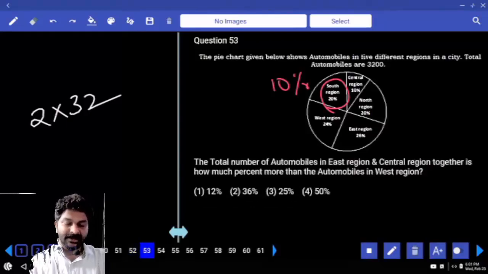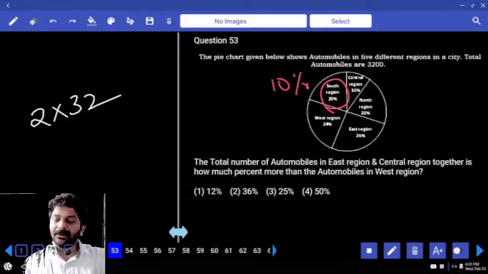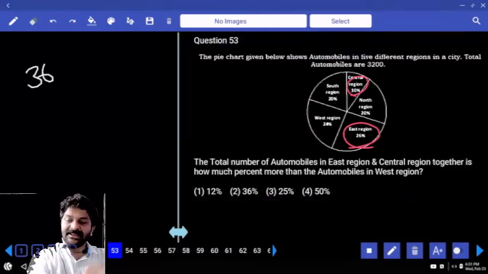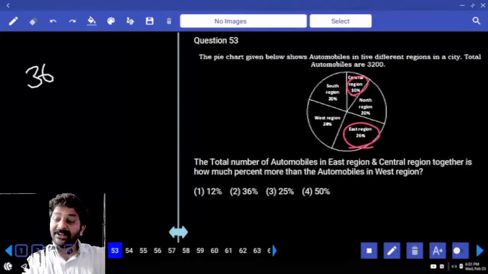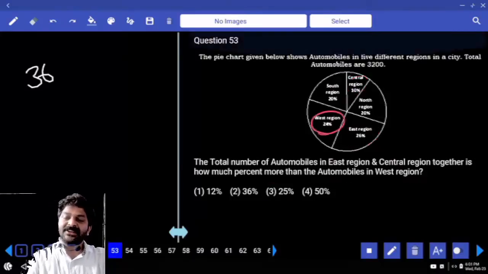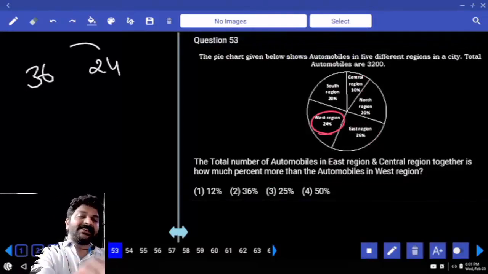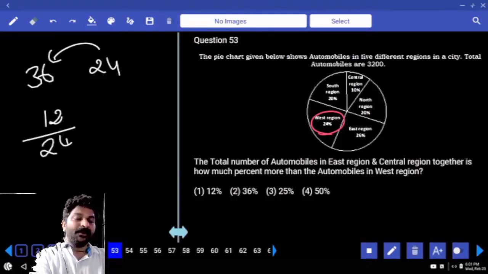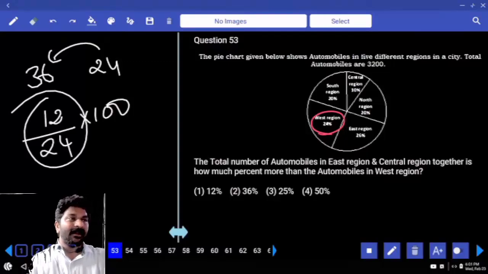Correct? Next. The total number of automobiles in east region and central region together. East and central both together 36. 36 is how much percentage more than automobiles in west region? West region it is 24. With respect to 24, 36 is 12 more. Percentage into 100. This is half, right? Half in the sense 50%.